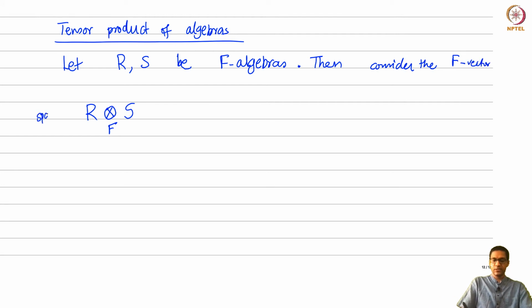F vector space R tensor F over the field F. Okay, so it's a vector space definitely, but I claim this vector space actually comes also with a ring structure. So how shall we define a ring structure on this? Recall R and S have multiplications, right? So we can define a ring structure.